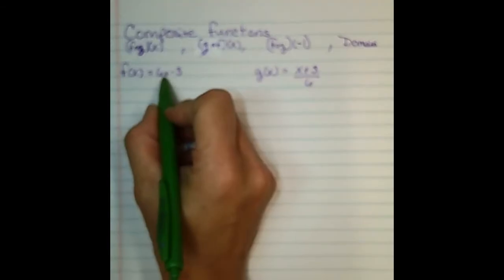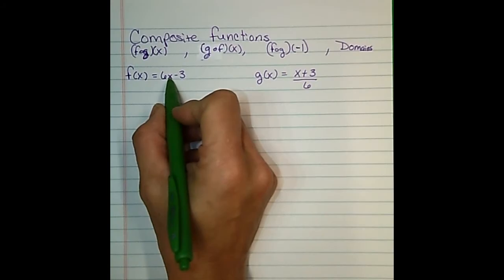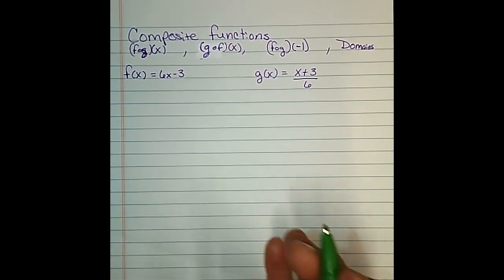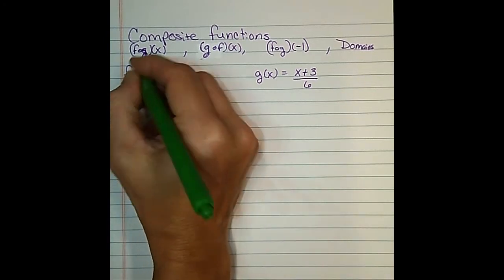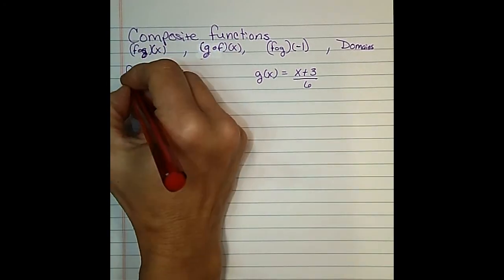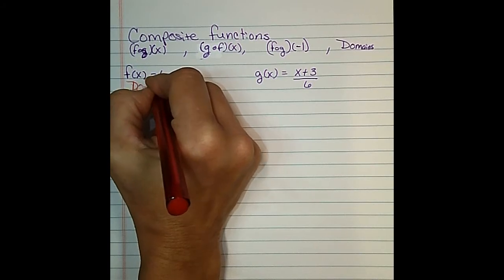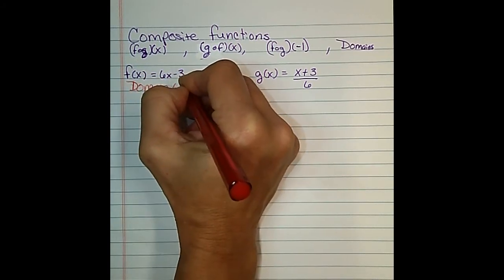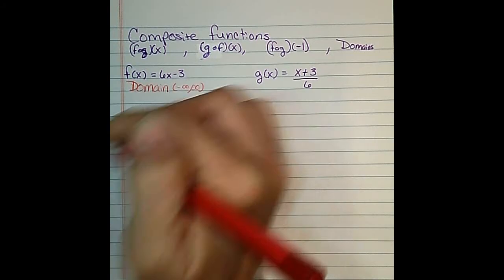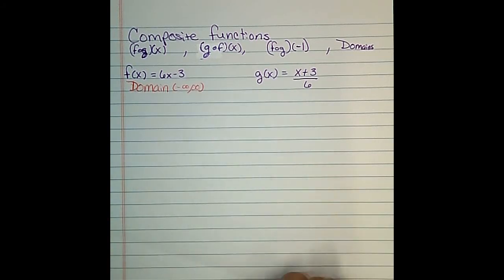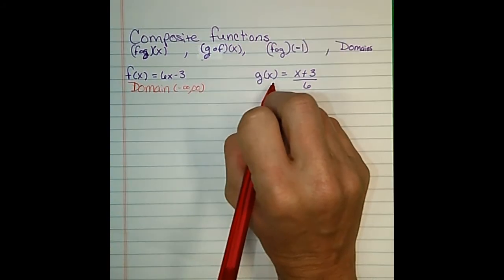So in this particular case, whatever I plug in for x times 6 minus 3 is going to yield a real number no matter what. So my domain here is going to be all real numbers. So negative infinity to positive infinity. So let's look at the function called g of x.